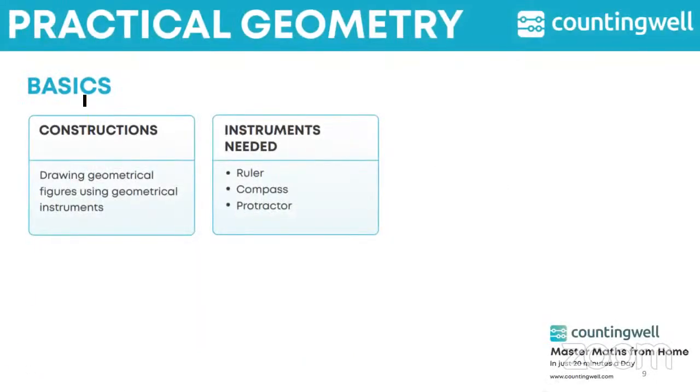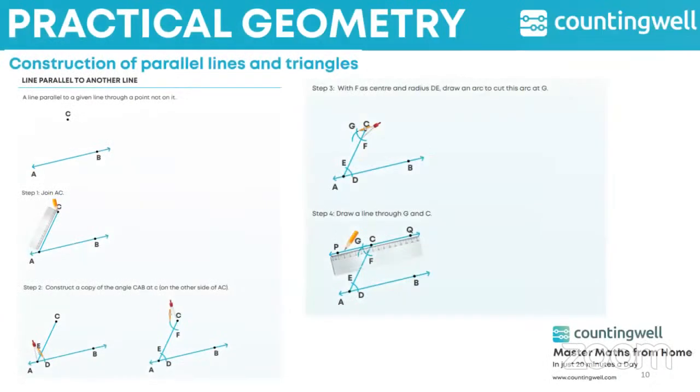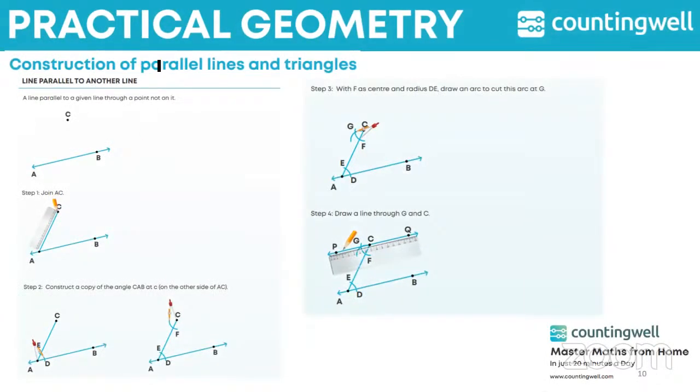Now let us see some basics from the chapter Practical Geometry. For practical geometry, there are two important things. One is the construction and the other is the instruments needed for the construction. While drawing geometrical figures, you are using geometrical instruments, and the instruments used are ruler, compass, and protractor. These three are the main instruments used. Now let us see how to construct a line parallel to another line.